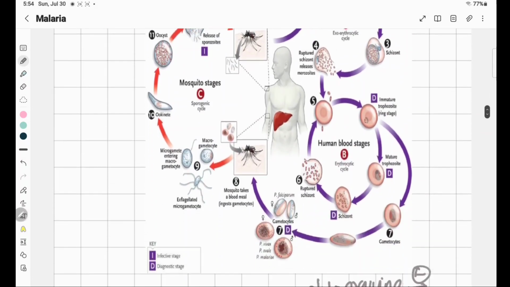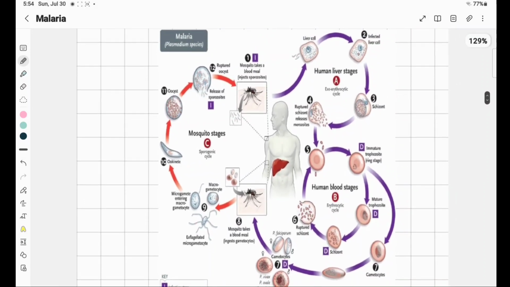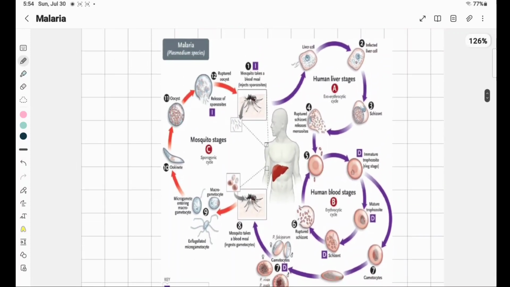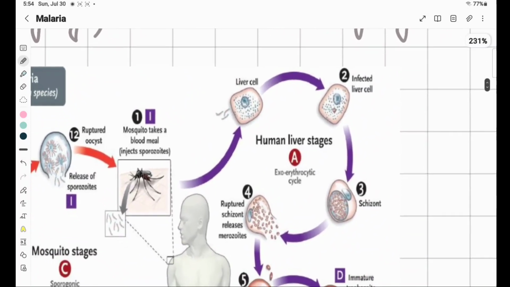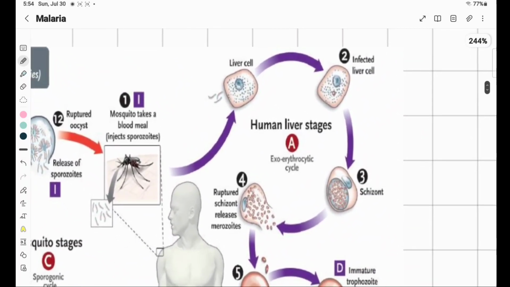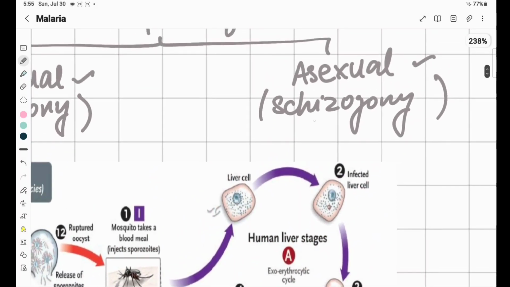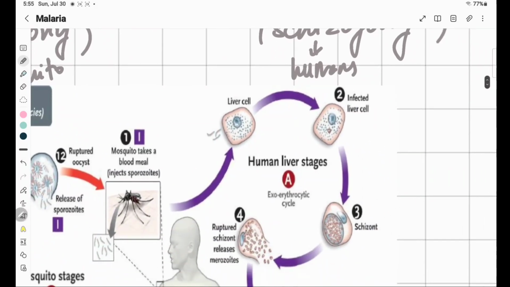So here is a big overview of the life cycle that I took from Levinson's microbiology book. And we're gonna go through this in a bit of an overview or a helicopter view. So we are gonna start with stage A of the asexual cycle, that is the schizogony in the humans. The schizogony occurs in the humans, and the sexual cycle occurs in the mosquito. Okay, that's important to know.